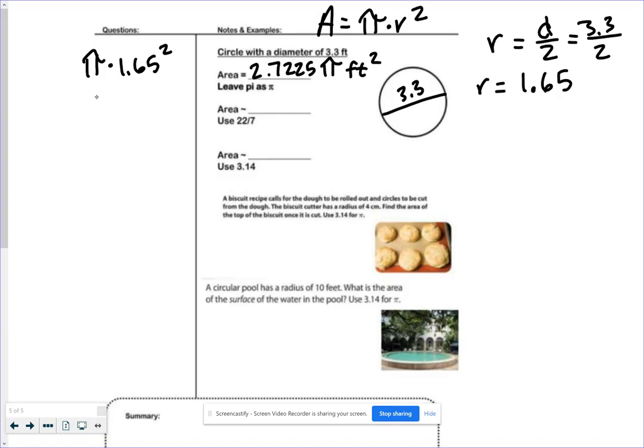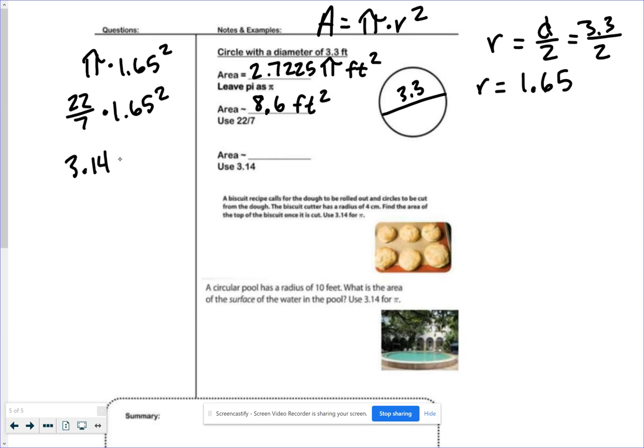It's area. Okay, this time we're going to use 22 over 7 times 1.65 squared. So we're going to multiply that 2.7225 times 22 over 7. And we're going to get a weird number, 8.55. Let's just round to the nearest tenth, so that means 8.6 feet squared.